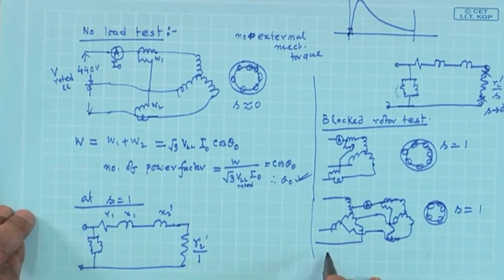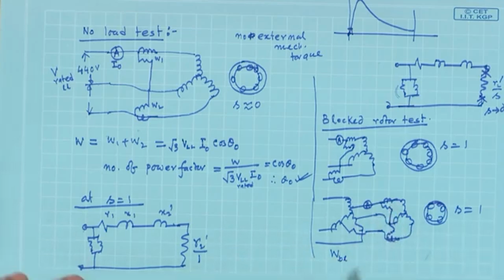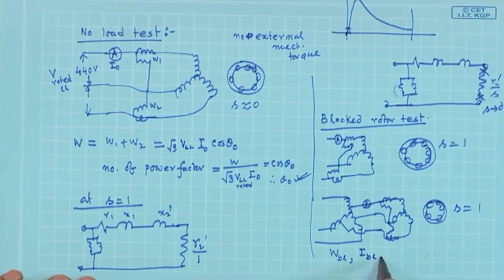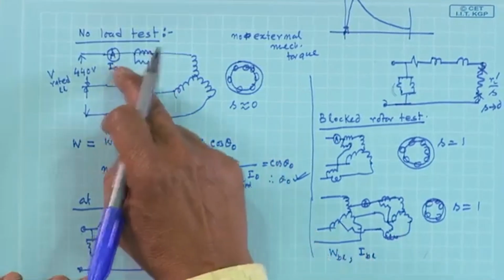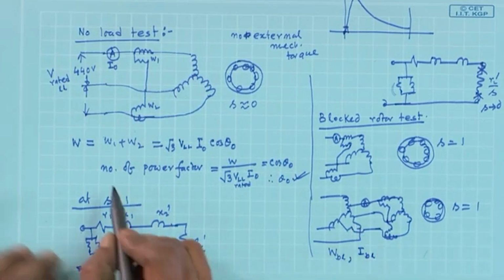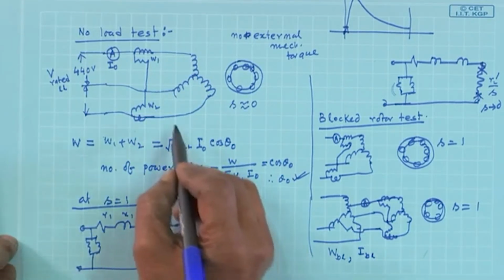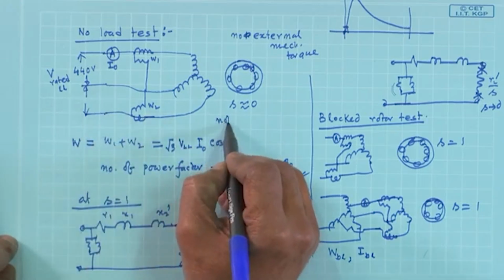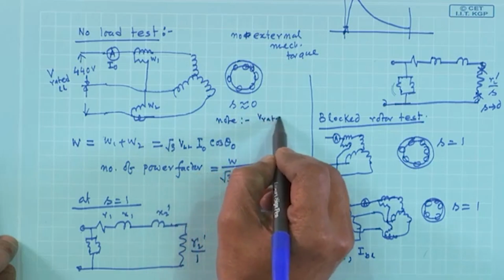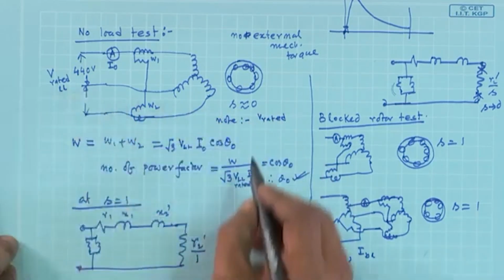Therefore, once again I note down the wattmeter reading, which will be W1 plus W2, I am calling it WBL. This ammeter reading is IBL, and what else I was noting: the voltmeter and applied voltage. Mind you, here also I noted the applied voltage. So note in this test the applied voltage, whereas in the no-load test you applied rated voltage.